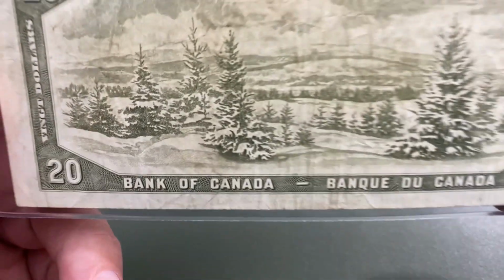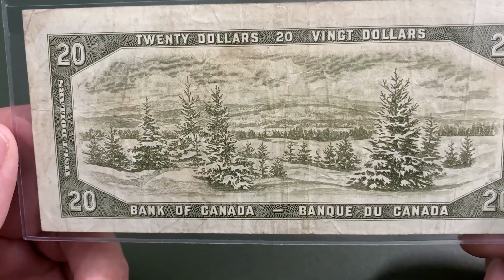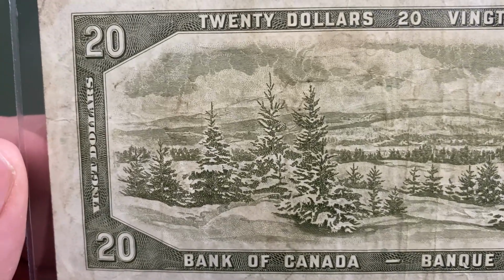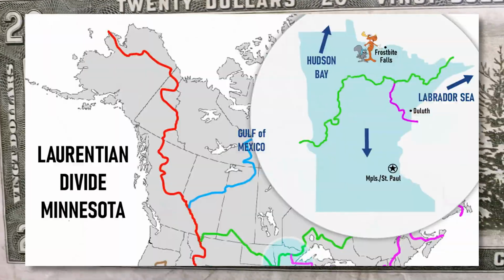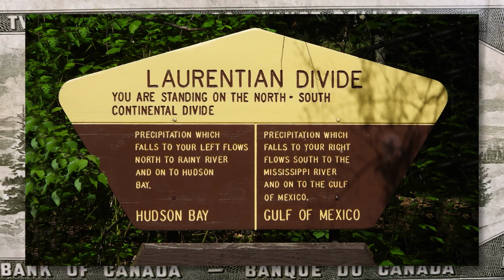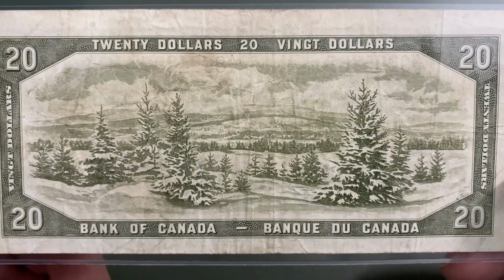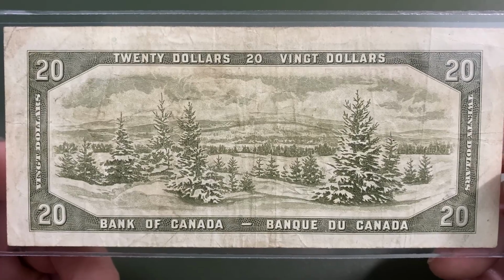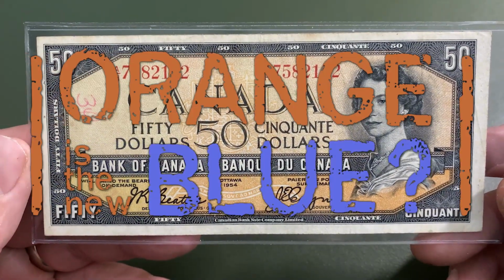The reverse is a winter illustration of the Laurentian Mountains in Quebec. The mountains are part of the Laurentian North-South Divide that runs across North America and into Minnesota. Basically, the Laurentian Divide determines where the water flows, if it's going to go to the Hudson Bay, North Atlantic, or Gulf of Mexico. It's kind of a big thing in Minnesota, kind of, but we don't have much, so there's that. The orange 50 stands out as one of my new favorite colors.